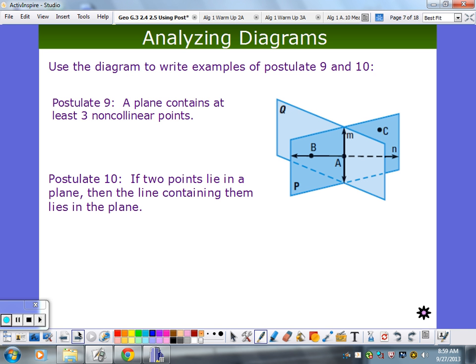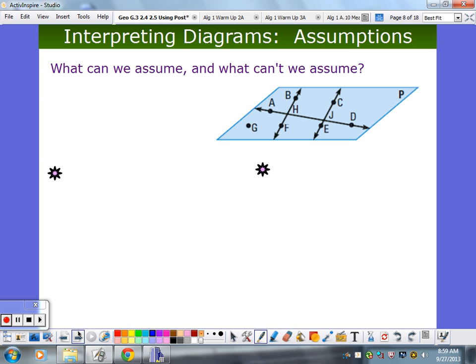So let's see how it does that. A plane contains at least 3 non-collinear points. When I look at this diagram, I'm seeing 3 non-collinear points, so I can assume I have a plane, which I do. Postulate 10: if 2 points lie in a plane, then the line containing them is in the plane. Oh, that's a good one. So here's my 2 points. Here's my line. Again, the dashed line means it's behind this image of that plane. So this line is living in plane P. So the line divided by those 2 points is also in the plane. And just working with the postulate.